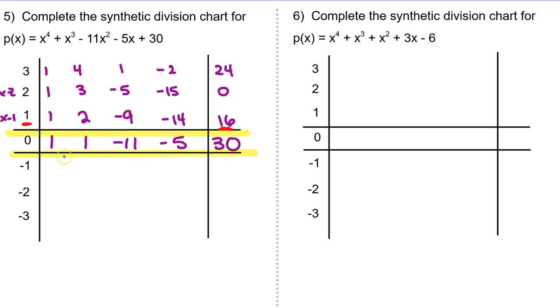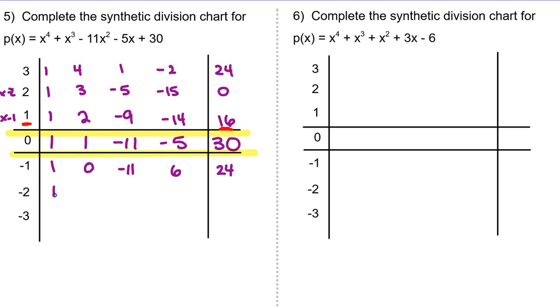Even when you go down below, it's the same thing. Bring down the 1, multiply it by the number in the box, we get -1, add the next number in the 0 row, now we have 0. Take that, multiply it by the number in the box, add the next number in the 0 row, we have -11. -11 times the number in the box is 11, plus -5 is 6. 6 times the number in the box is -6, plus 30 is 24.